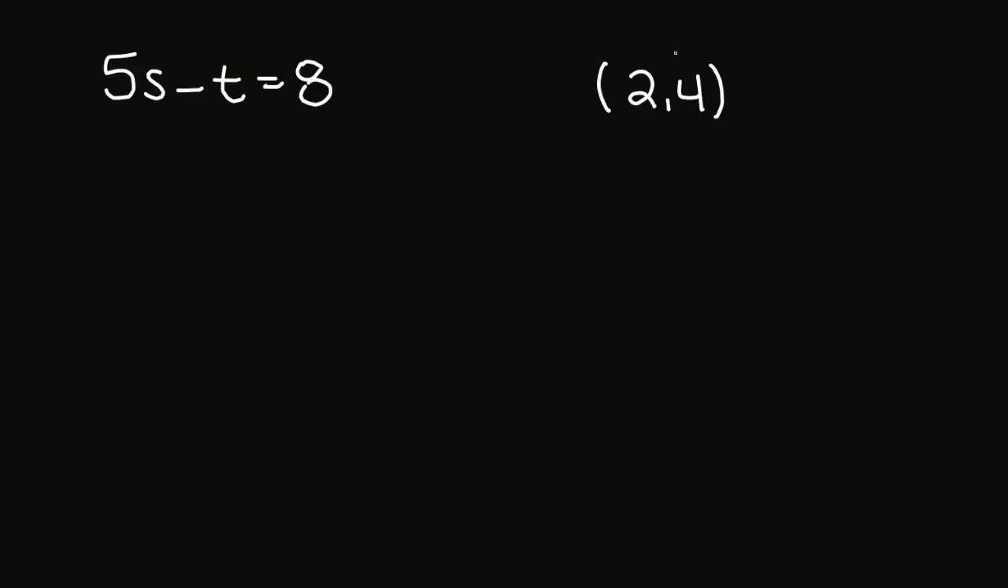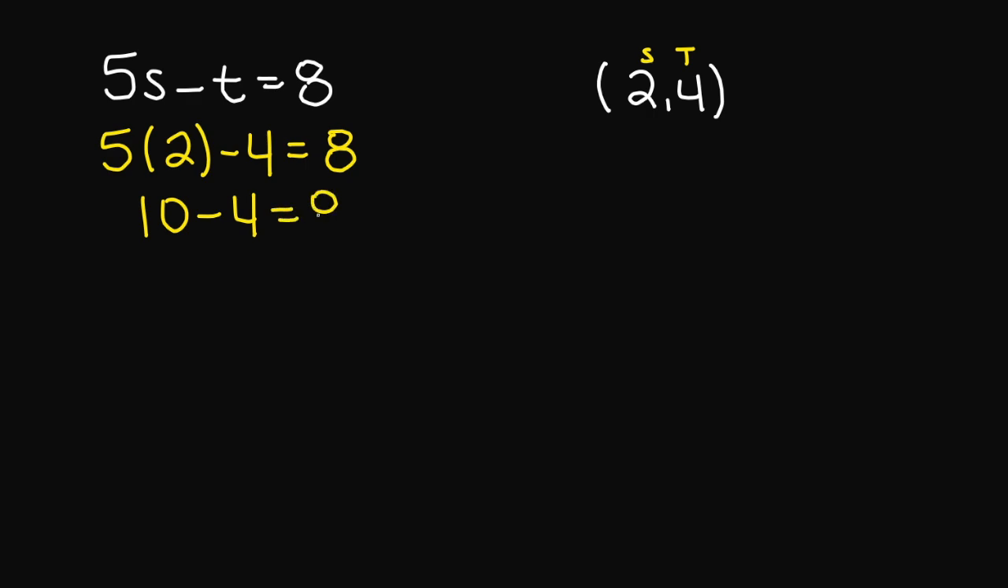Let's look at this example here. So I'm going to label my ordered pair. So we have s and t here. And as you can see, our equation is 5s minus t equals 8. So I'm going to plug in my numbers. So we have 5 times s minus t equals 8. So 5 times 2, this is going to be 10, minus 4 equals 8. 10 minus 4, this is going to equal 6, and then this equals 8. And as you can see, this ordered pair is not a solution to this equation. So your answer here is going to be (2, 4) is not a solution.